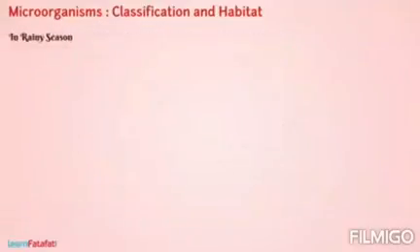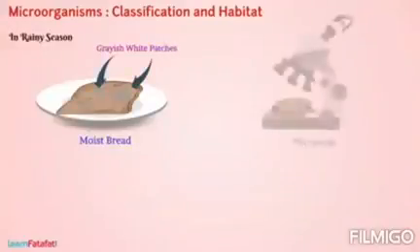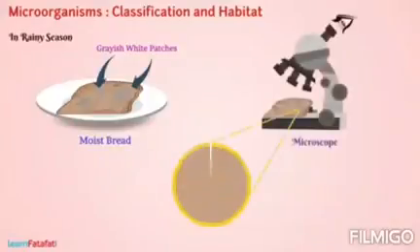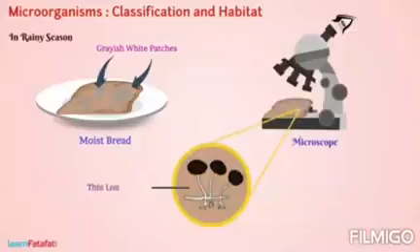During rainy season, moist bread gets covered with greyish-white patches. If we observe these patches through microscope, we will find tiny black rounded structures growing on thin long stalks from bread. These microorganisms are called bread mold.